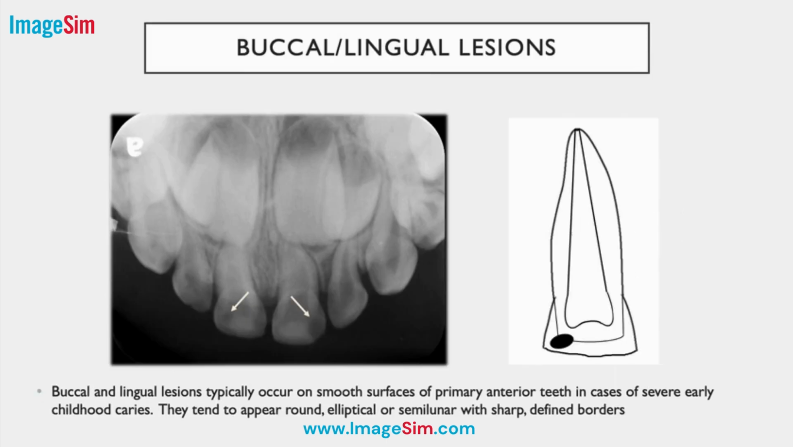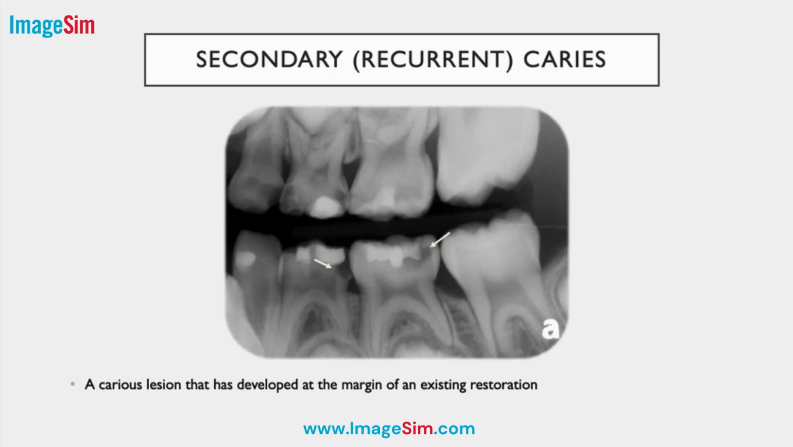Buccal lingual lesions. Buccal and lingual lesions typically occur on smooth surfaces of primary anterior teeth in cases of severe early childhood caries. They tend to appear round, elliptical, or semilunar with sharp, defined borders. Secondary recurrent caries. A carious lesion that has developed at the margin of an existing restoration.